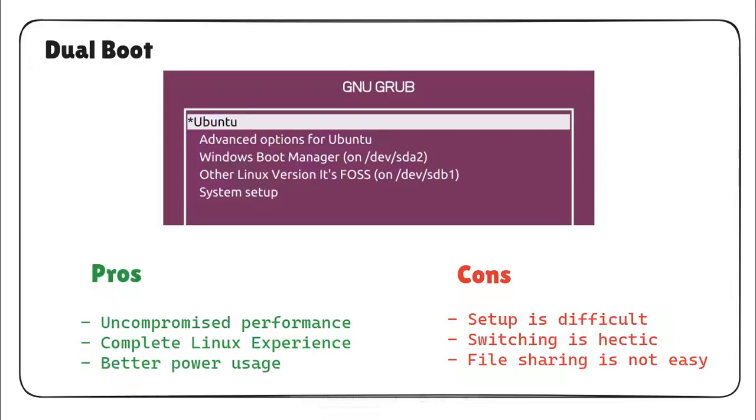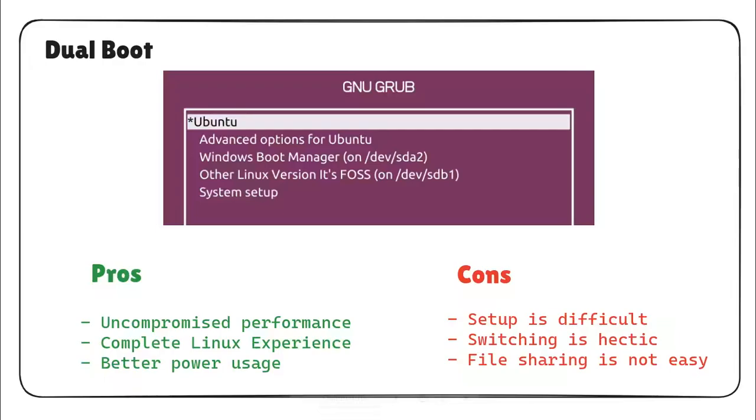Now let's talk about some of the pros of this method. The first one being uncompromised performance. Since in this method there is no need for sharing resources like CPU and memory, you will get optimal performance. You can completely use your hardware resources, but in the case of a virtual machine you have to allocate a certain portion of your CPU and a certain portion of your memory for your guest operating system, which will eventually degrade your performance. But this won't happen in the case of dual boot.